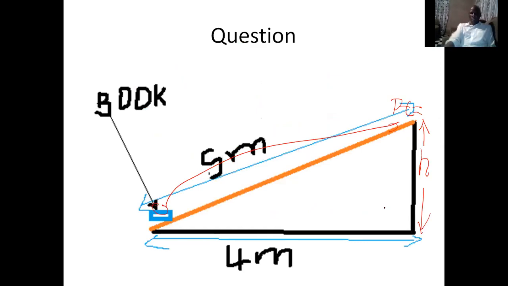And so now we can calculate the potential energy. So the potential energy would be equal to mgh.